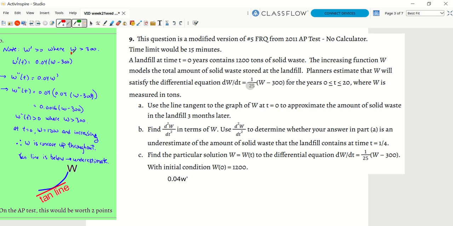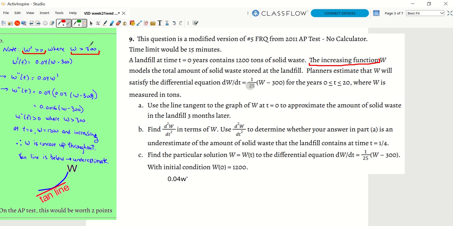Now, by the way, why do we care about this? Because in the beginning it says the increasing function. Increasing means the slope is always going to be positive. And in order for the slope to always be positive, W needs to be greater than 300. So that is a constraint of this problem. That is a prerequisite, so to speak, for this problem. So in order for this to be true, that must be true because of this.